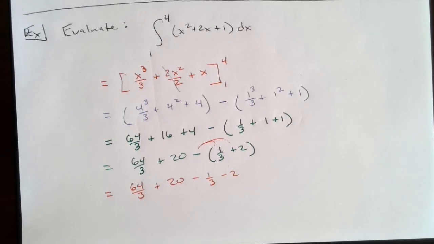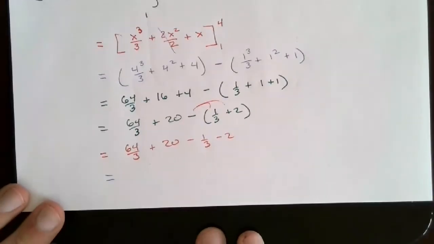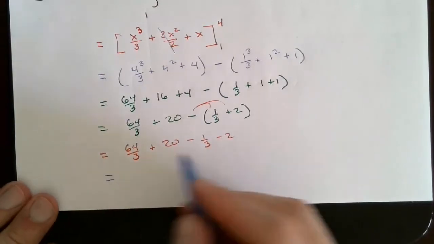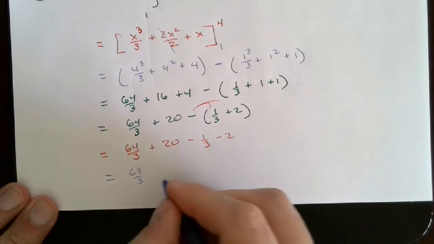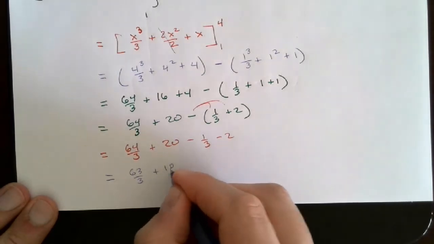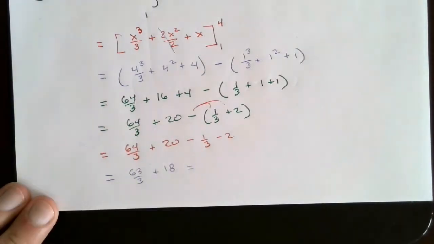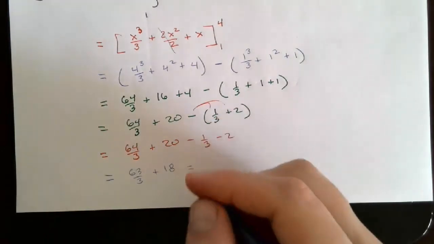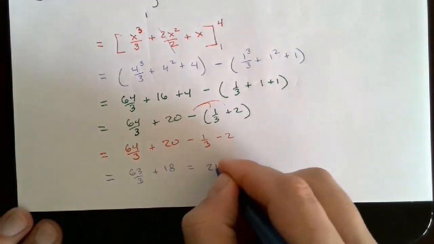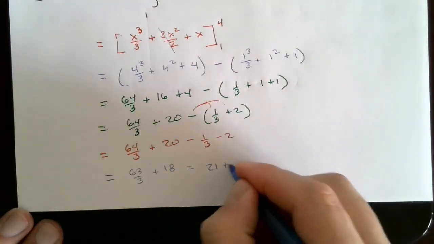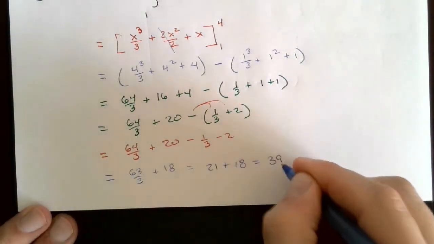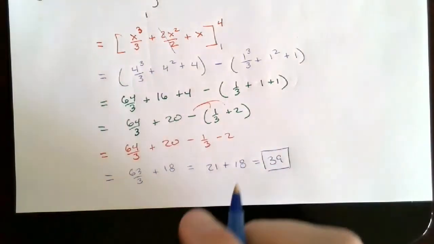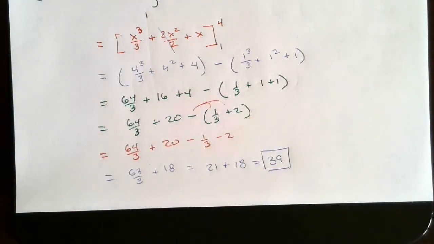Combine these like terms, I end up with 64 thirds minus 1/3. You might want to combine these first, gives you 63 thirds, plus 20 minus 2 will give us plus 18. 63 over 3 actually divides out evenly. 63 thirds is going to be 21. All right, 63 divided by 3 is 21, plus 18. And this equals 39. So the antiderivative here is equal to 39.